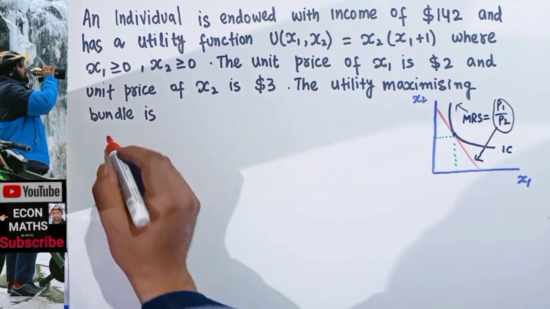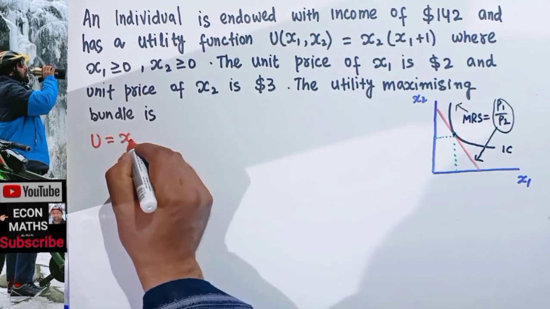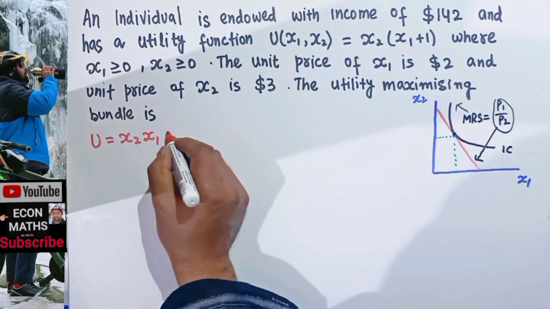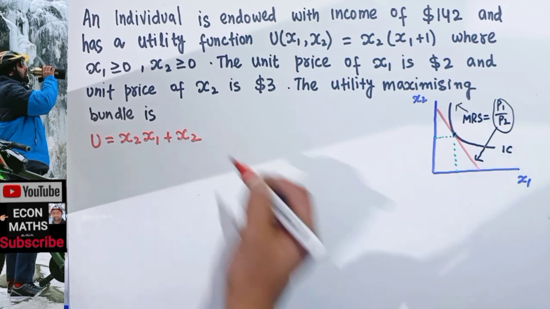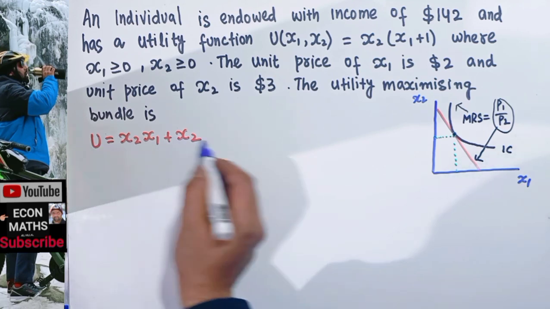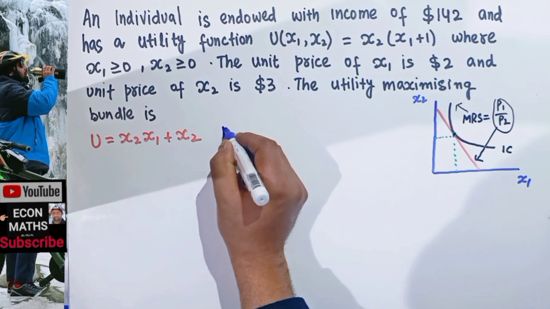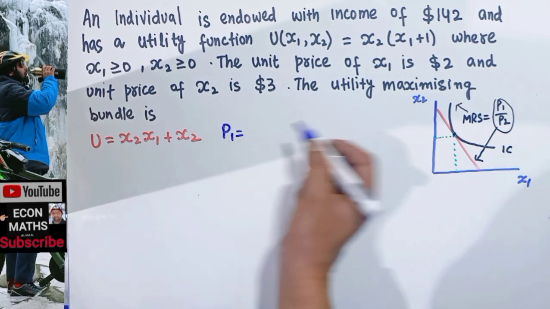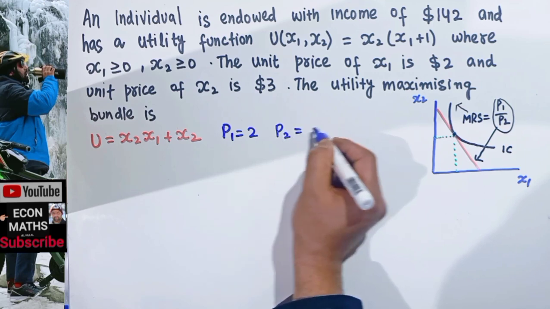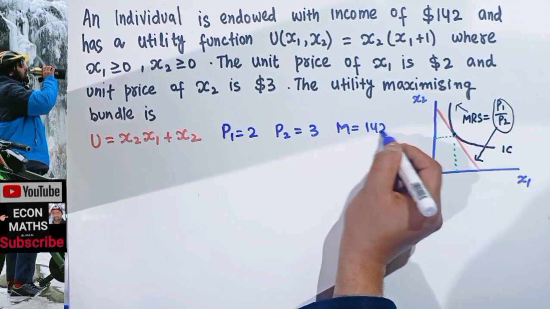Okay, so what are we being given? We are being given the utility function u is equal to x2 times x1, if I multiply it here, plus x2. This is our utility function. We want to maximize this utility function. We are also being told that price of good one is equal to $2, price of good two is $3, income of the consumer is $142.